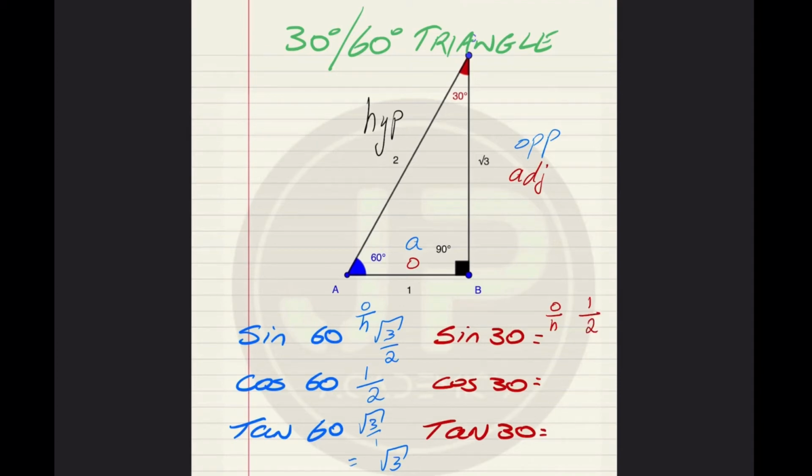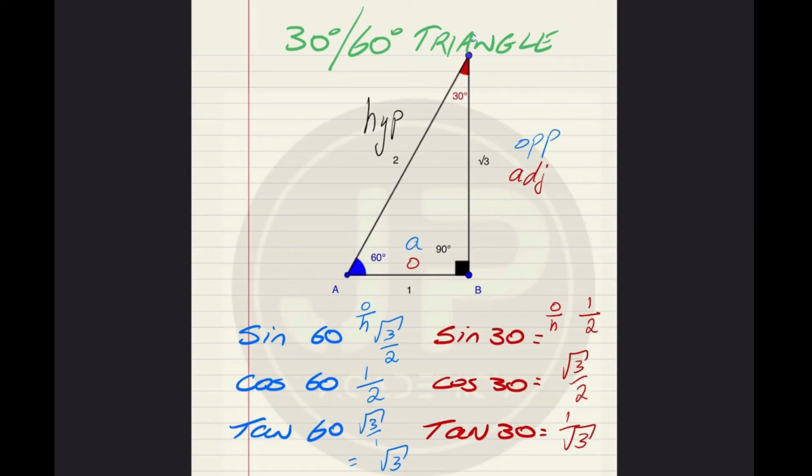Cos is going to be adjacent, so we're looking for the red adjacent, which is here. So it's root 3 over 2. And tan is going to be opposite over adjacent, which is 1 over root 3.